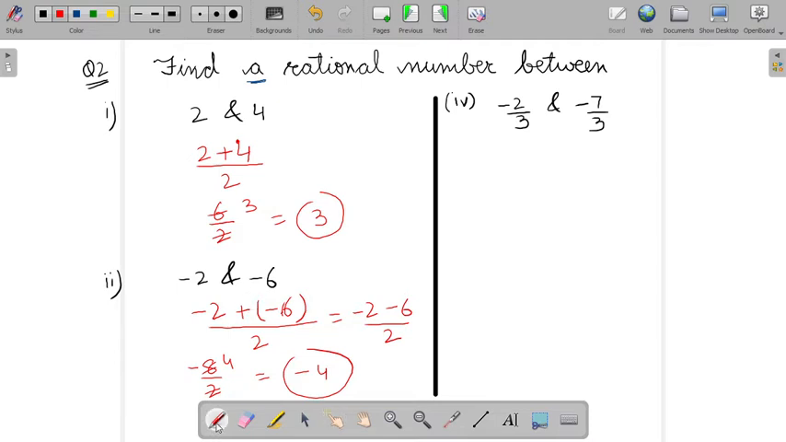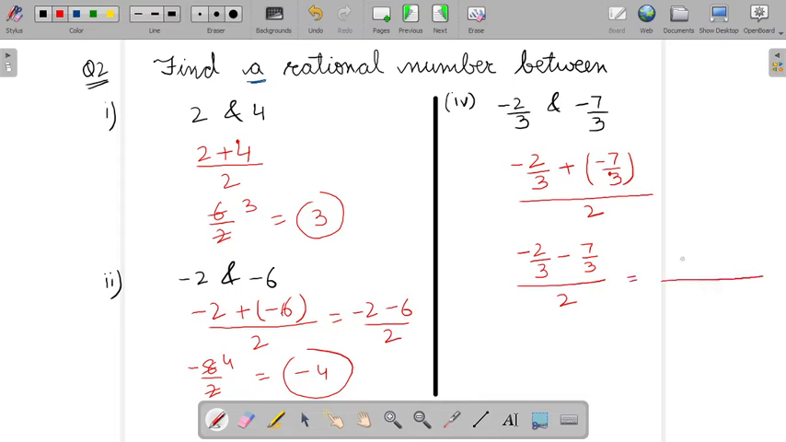Now, next part. How to find the rational number between minus 2 by 3 and minus 7 by 3? So, the same procedure you will apply. Minus 2 by 3 plus minus 7 by 3, add them together and divide it by 2. Now, what should be the next step? Open the bracket. So, plus into minus, minus 7 by 3 whole upon 2. What should be the next step? Take its LCM. So, it will be minus 2 minus 7 whole upon 2.